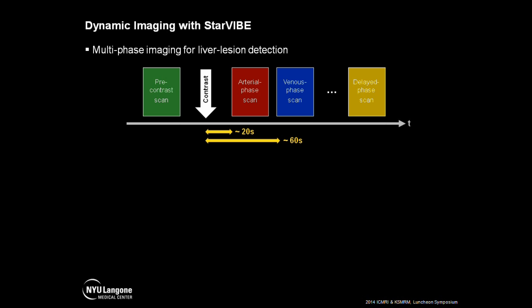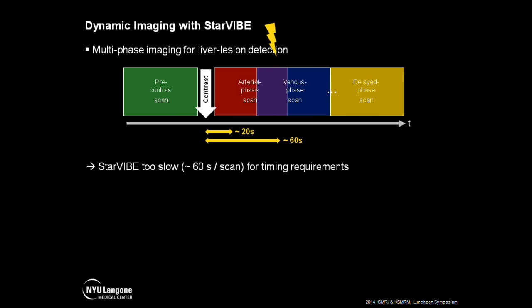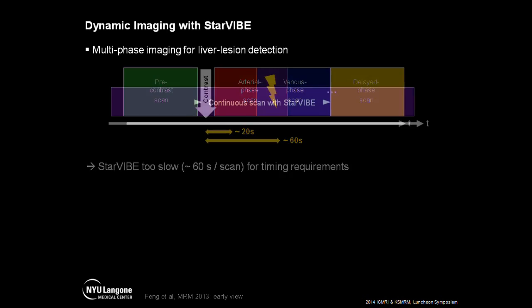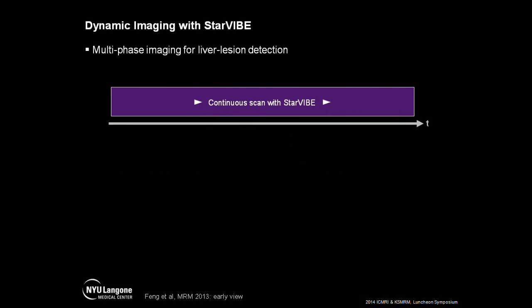But if a single free breathing scan with the StarVIBE sequence takes around 60 seconds, it is of course a problem to get the arterial phase image and the venous phase image. So the StarVIBE sequence by itself is too slow to separate these two phases, the arterial phase and the venous phase. And therefore we had to develop a solution, and the idea was, instead of doing these separate individual scans, we just perform one continuous scan, and while this continuous scan is running, we inject the contrast agent.